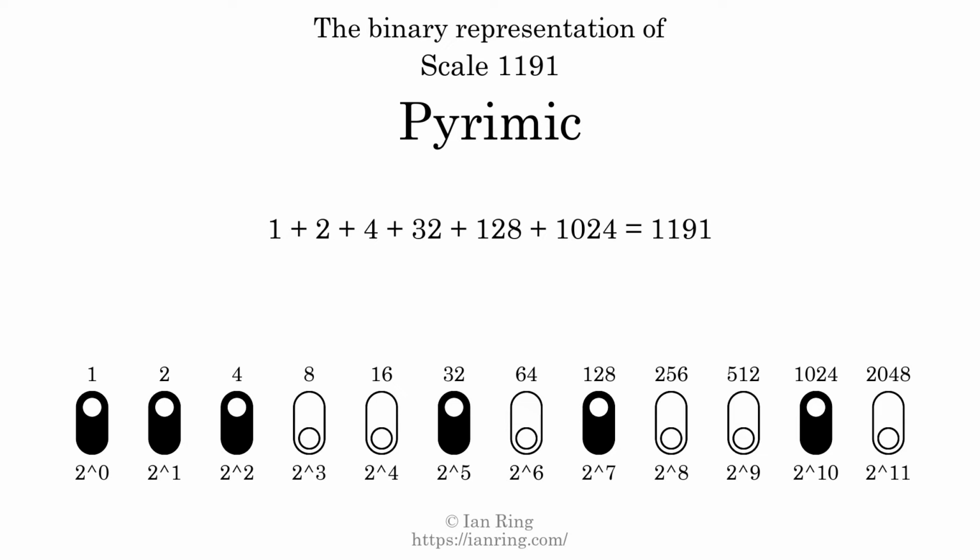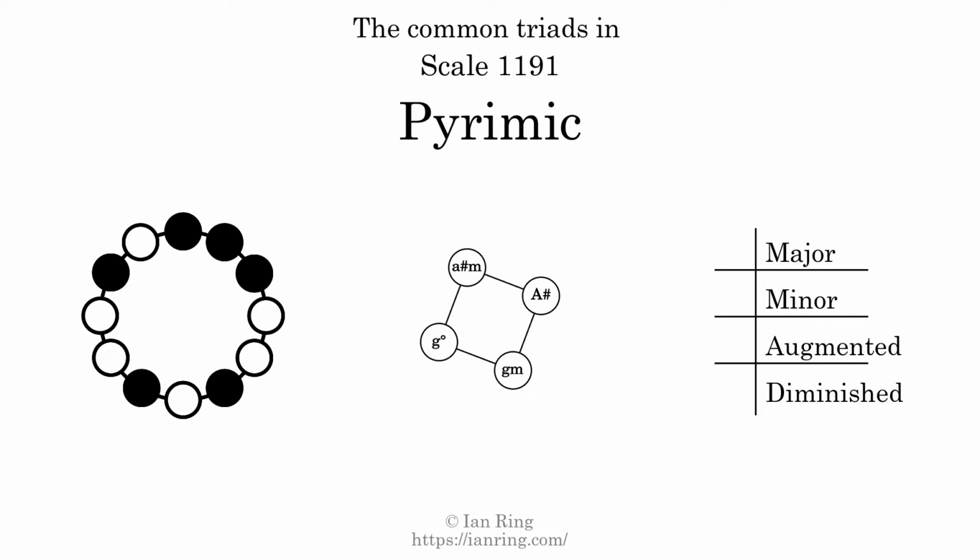1191. The scale number not only enumerates the scale with a unique index, but it also literally describes the tonal content of the scale. Represented as a binary number in base 2, the scale number is 010010100111. Here are the common triads present in this scale.